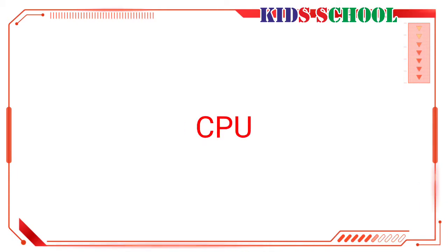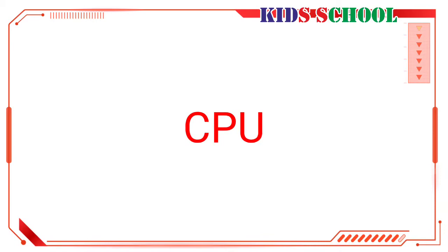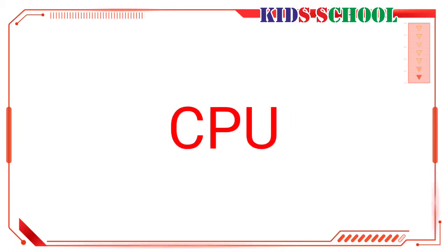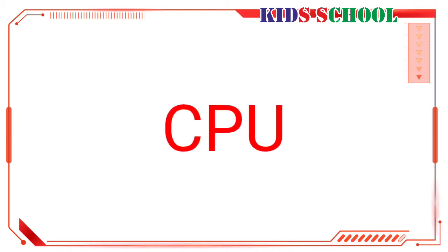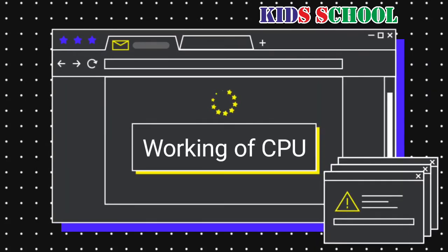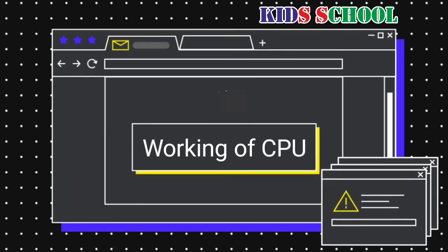Dear students, when the CPU receives data and instructions from the input devices, it decides what to do, how to do it and which units will do it. And accordingly, it sends messages to those units to perform the task of processing the data. After processing the data, the CPU generates information and displays it through the output devices. Thus, the CPU controls the working of all electronic units of the computer. Let's understand how the CPU actually functions.